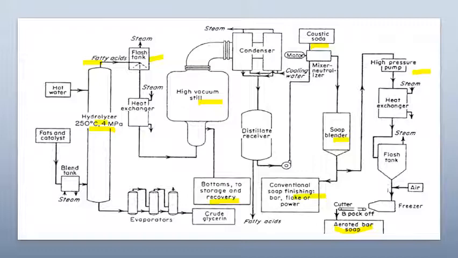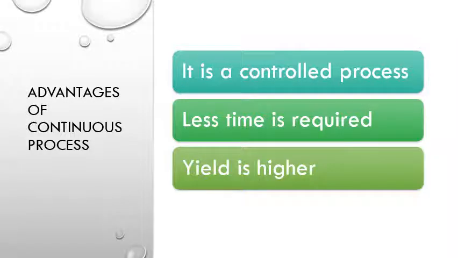So this is how the continuous process takes place, and it has several advantages. It is a controlled process. The continuous process we have seen takes place in a controlled manner. Less time is required than the batch process, and the yield of the soap we get is higher in the continuous process. So that is the major advantage of the continuous process, and it can be said to be the modern manufacturing process of the soap.